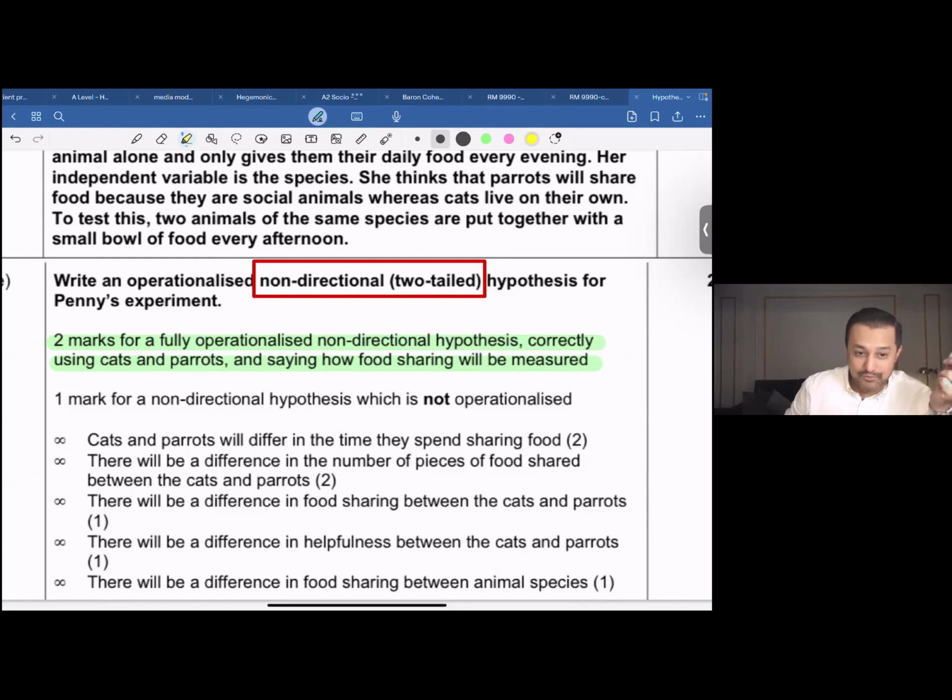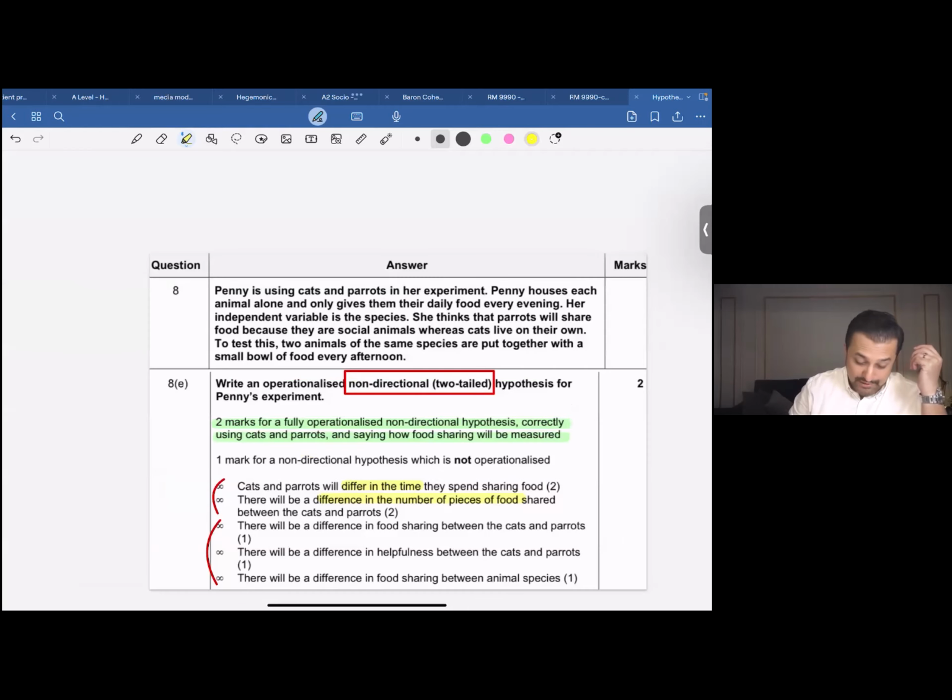The fourth one, there will be a difference in helpfulness between cats and parrots. The fifth one, there will be a difference for food sharing between animals and species. If you talk about the difference between these 3 and these 2, the differences are in terms of operationalization. Over here, this is the operationalization part, and in the second one, this is the operationalization part. I hope you've understood this. Moving on to the next example that we have.